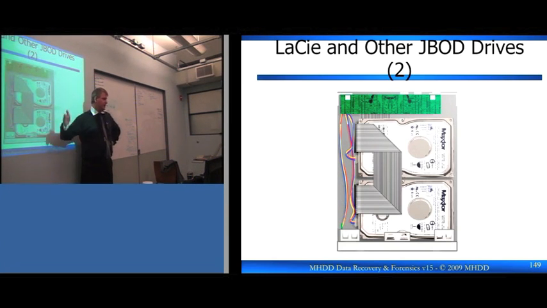So a JBOD, at least from this standpoint, is made of single drives, and you're going to process them as single drives. You don't want to process this as a single drive if the other drive lived, because you want to concatenate them or put them back together.